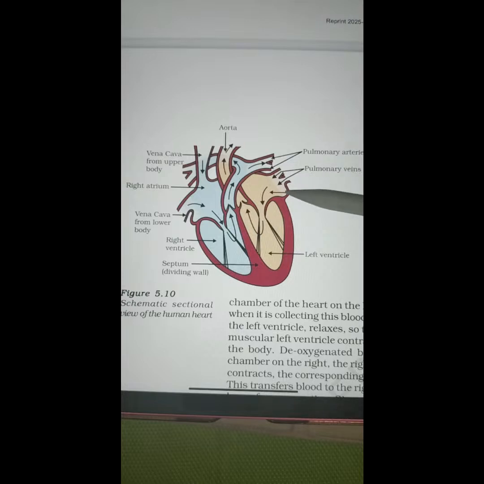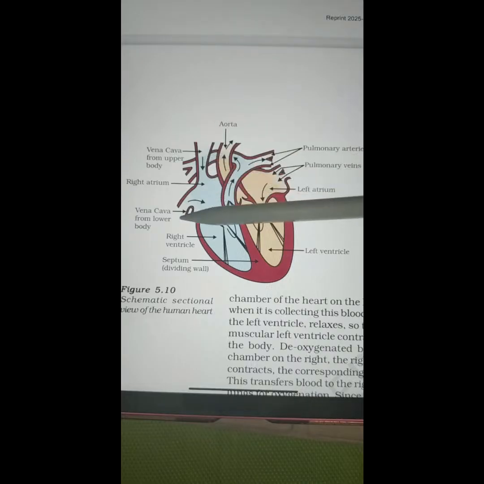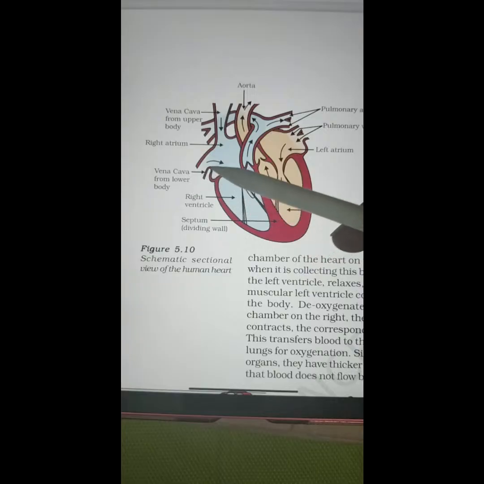Remember that they were separated by septa. So this is the septum or the dividing wall. Now see, we know that the right atrium had to collect blood from the vena cava. So see here, the vena cava is here, the vena cava is here. So vena cava from the upper body is the superior vena cava. This is the inferior vena cava, right? So vena cava from the lower body is the one which is known as inferior vena cava.